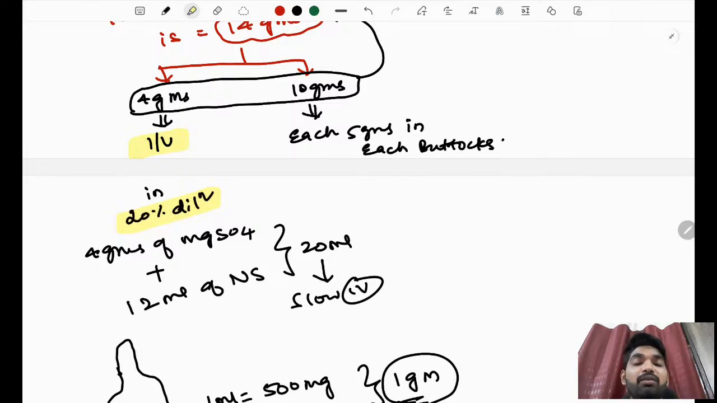How will you make the 20:2 dilution? You will take 4 grams of magnesium sulfate, that is 8 ml of magnesium sulfate, and mix it in 12 ml of NS and give it slow IV. Then the remaining 10 grams of magnesium sulfate in this loading dose, you will give 5 grams in each buttock, undiluted. Here you will not dilute it with normal saline, you will directly give it into the muscle.